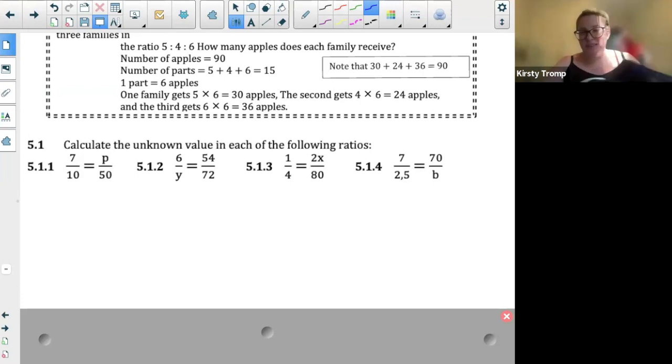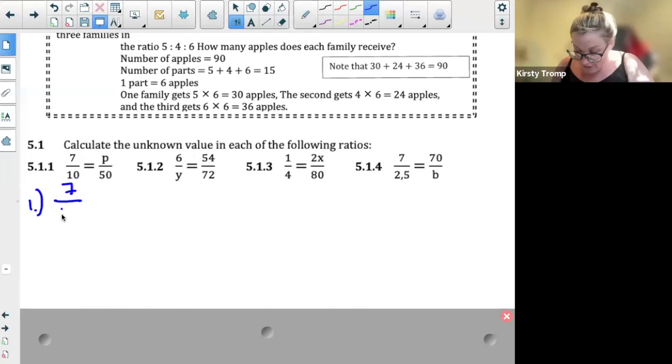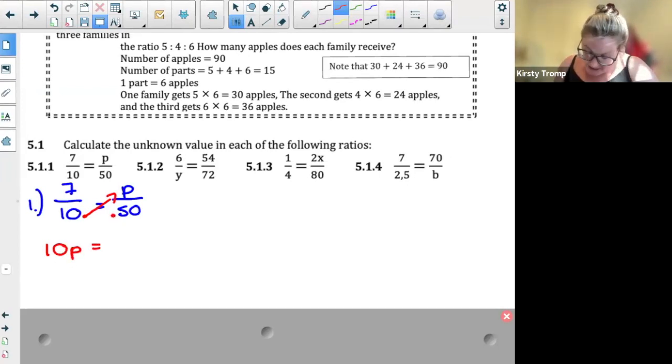All right, let's have a look at them. So we're going to have a look at number 1 first. And I'm going to do it the way that Itandile was just talking to you about. So we've got 7 over 10 equals P over 50. So another way to do it, guys, is as follows. We can say 10 times P gives me 10P. And 50 times 7 gives me 350.